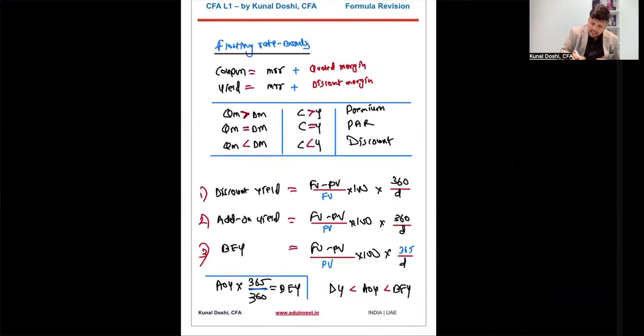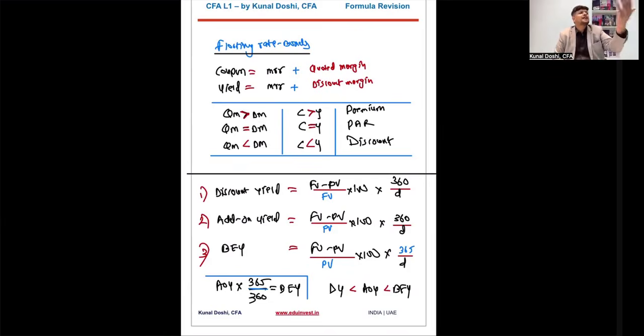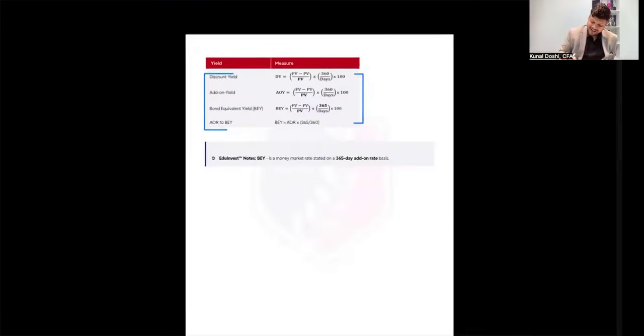These are all money market yields. One of my favorites, and when I say my favorite, I mean of course the institute's favorite also. See, whatever troubles you will be asked. Students ask me, what will be asked? I say, what is troubling you? That will be asked. Easy. What is not troubling you? You are anyways not worried, right? So what are you worried about? That will be asked. Got it, everyone? Correct?